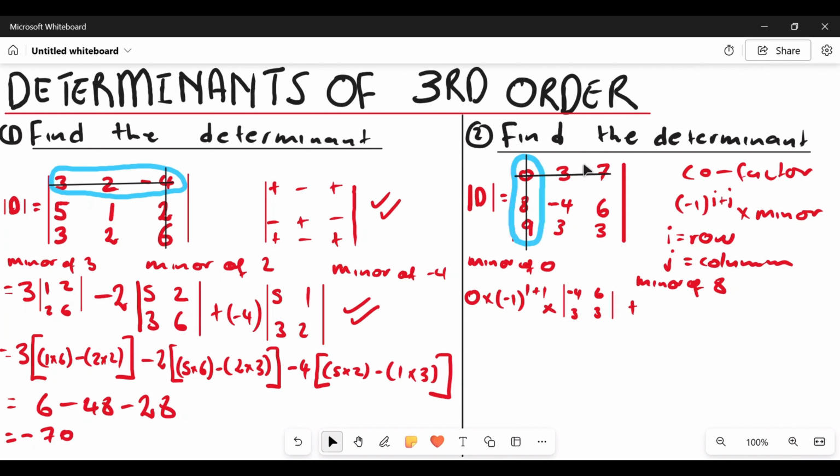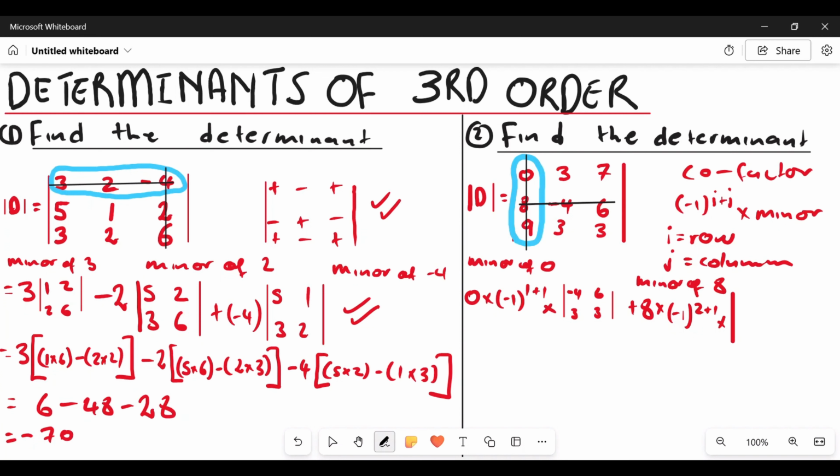Now, if we are dealing with a minor of 8, we need to cancel the row where 8 is, because 8 now becomes our reference. So when 8 is the reference, we can cancel the row and the column where 8 is, and then we multiply by the cofactor. Remember, our cofactor here is going to be negative 1, and then our row, which is I, is 2, and then our column, which is J, is going to be plus 1, multiplied by the minor.